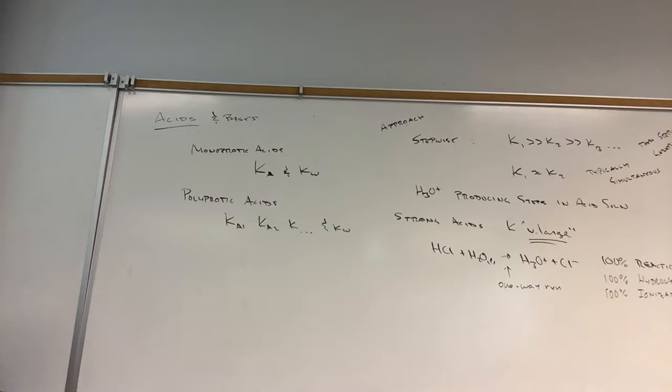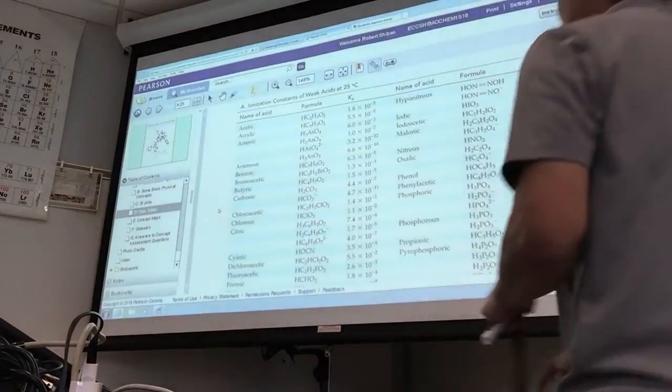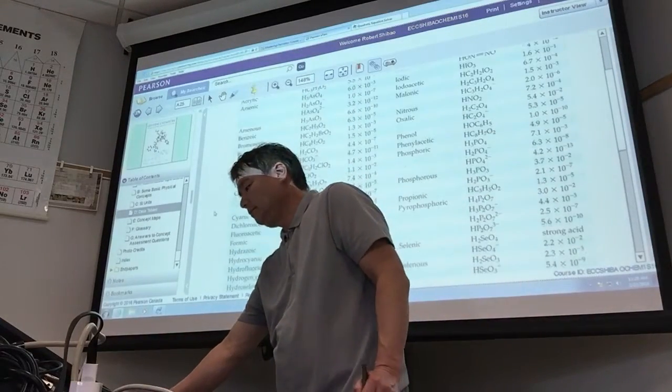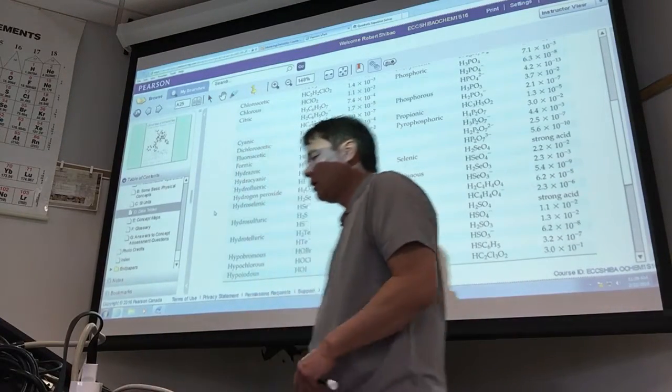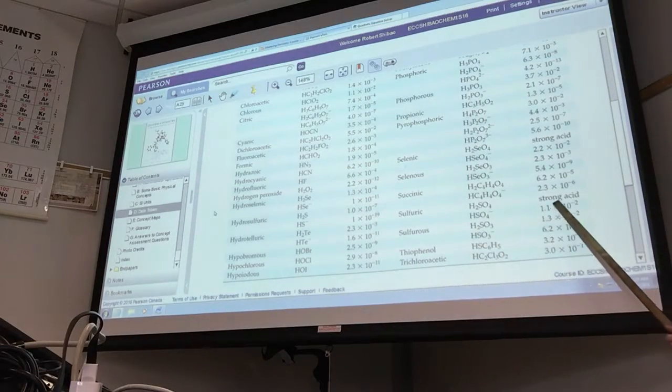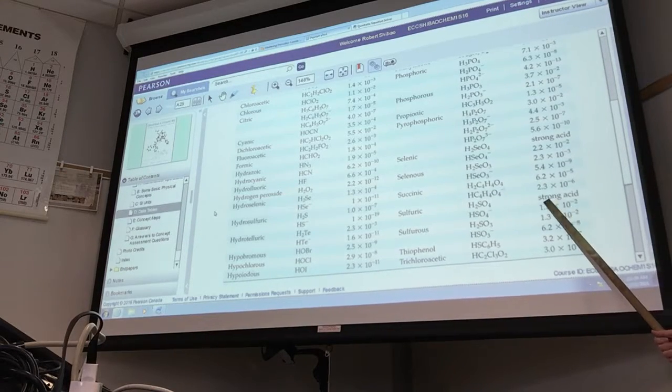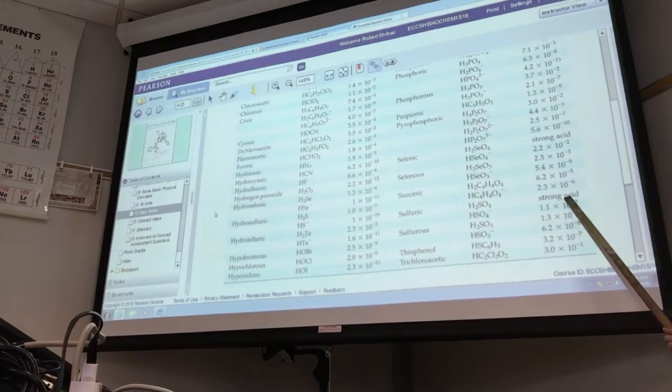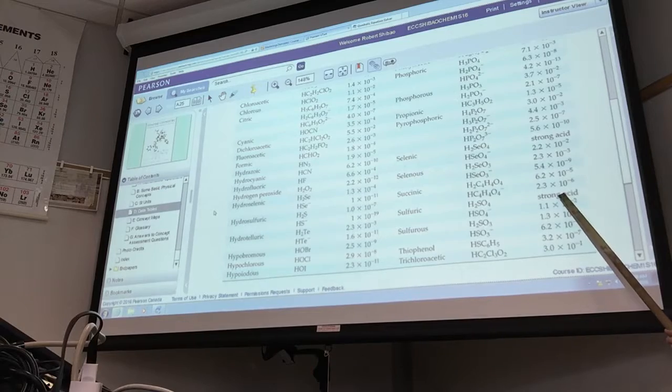All right, since we're on this chart, let's take a look at what the K values range from. What's the biggest K value that you see? What's the smallest K value that you see on this chart? So let's take a look at some of the K values here. The biggest K values that I see would be something like sulfuric acid. Sulfuric acid is a strong acid. They don't even show the K value because the K value is very large, so it's not written there.